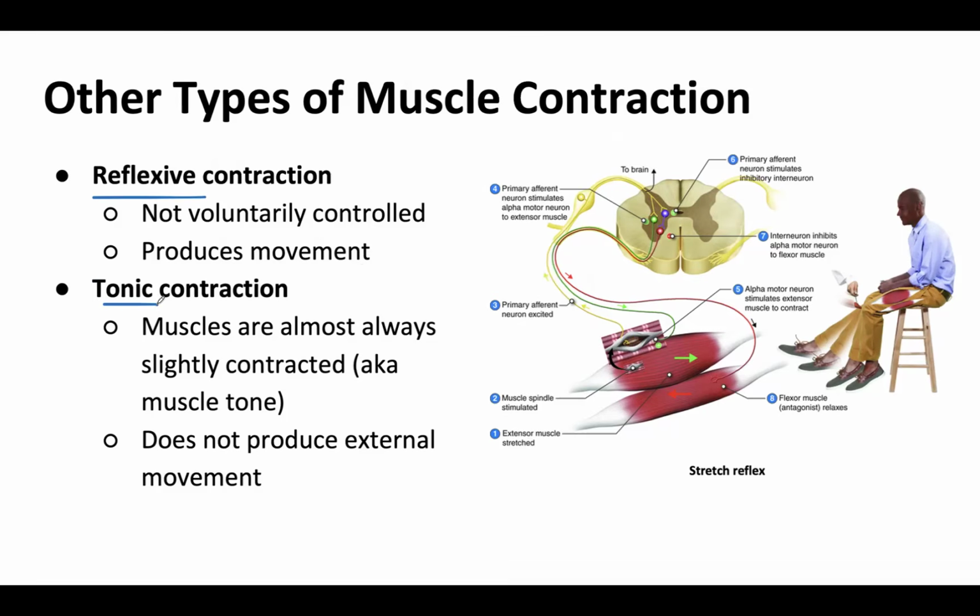Tonic contraction is happening all of the time. It's happening right now as I speak because muscles are almost always slightly contracted. This helps to maintain posture, joint stability, and muscle tone. So unlike the other types of contraction that we've been discussing, where these are typically kind of quick movements, tonic contractions are generally sustained, but not very powerful.